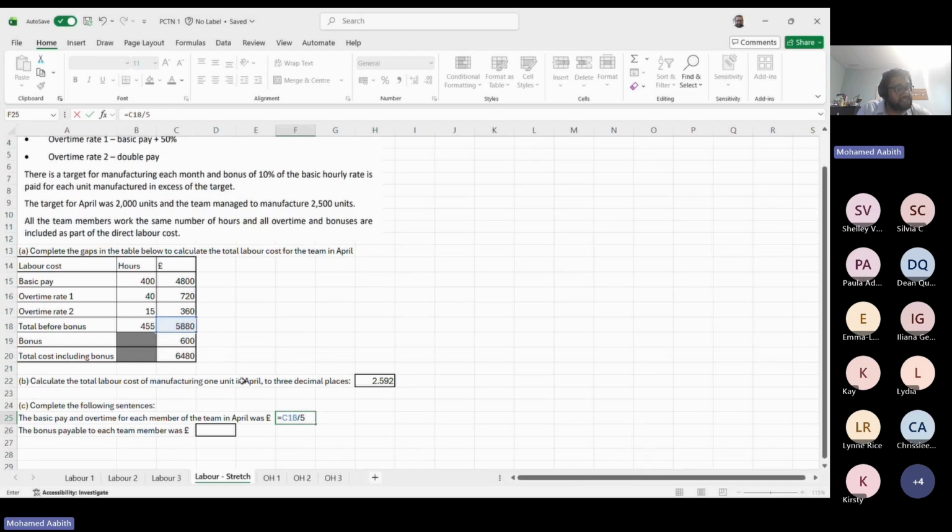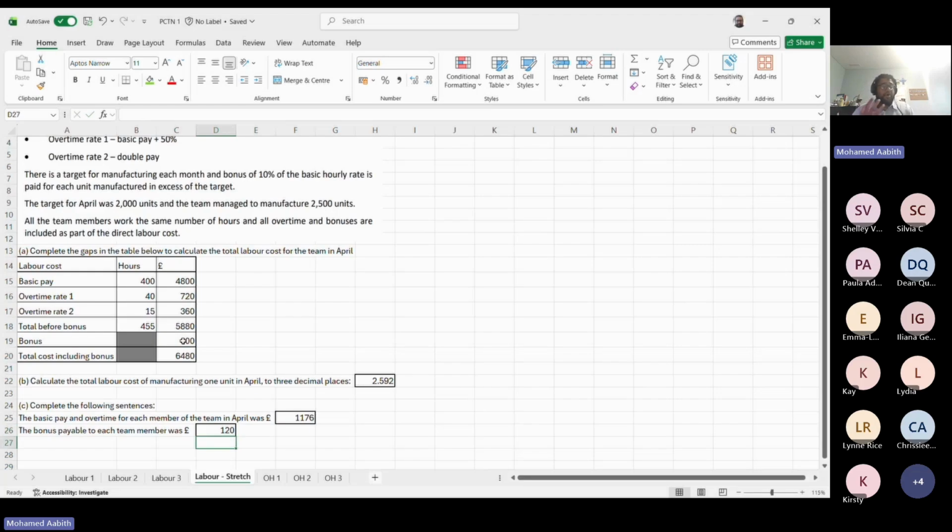That is not the bonus. They didn't ask you about the bonus. It is the total of your basic pay and the overtime for each member. So it is going to be £1,176. And they're asking you here, what is the bonus payable for each team member? If I say £600 for the whole of the team, for each member, it is divided by 5, as we did earlier as well, £120 bonus.